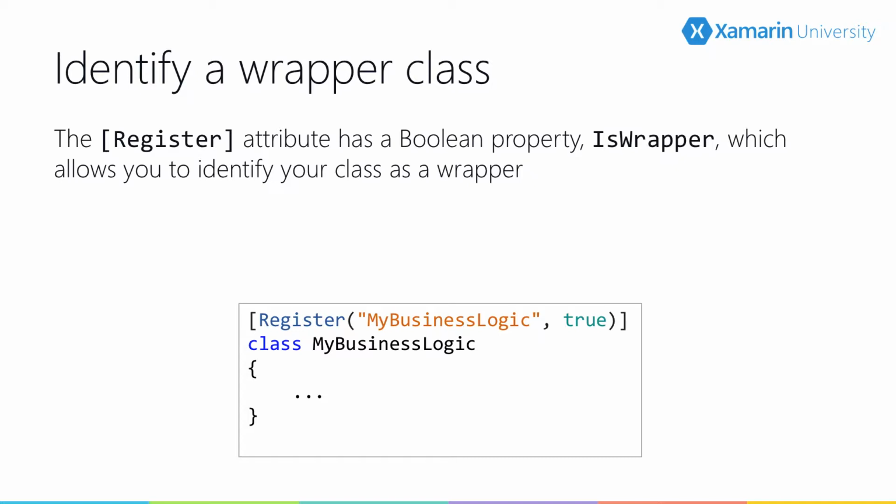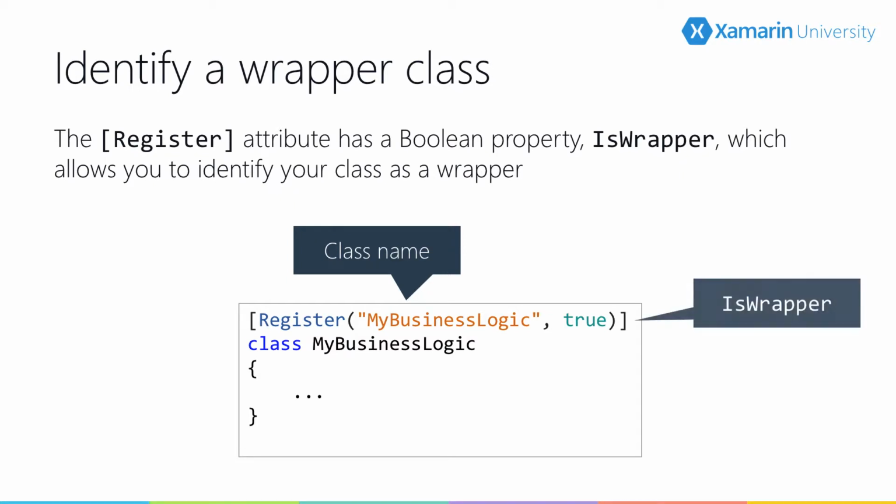When registering a class, we are able to specify its name with the Register attribute. And this will indicate that we have a C# class that needs to be registered with the ObjectiveC runtime. However, if you have a C# representation of an existing ObjectiveC class, we're going to need to use a second parameter. And this parameter's name is Wrapper. This is going to indicate to the runtime that this C# class wraps an existing ObjectiveC class.